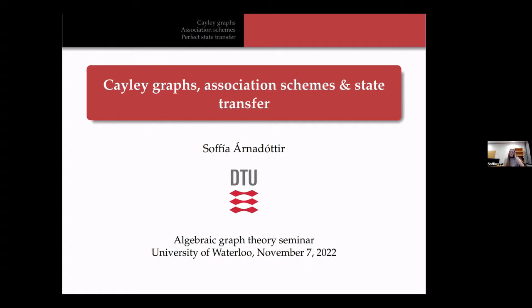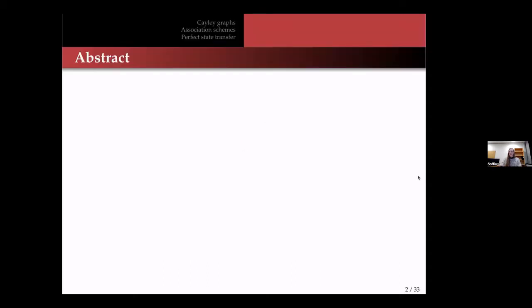Basically, the tool that I'm going to talk about is association schemes. So I'm going to start this talk with something I've never started a talk with before, which is an abstract. So this is what I'm going to do in this talk.